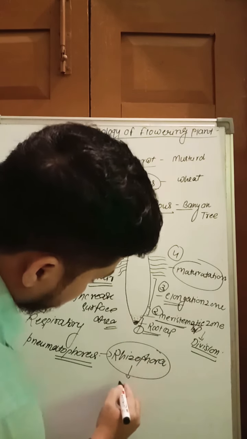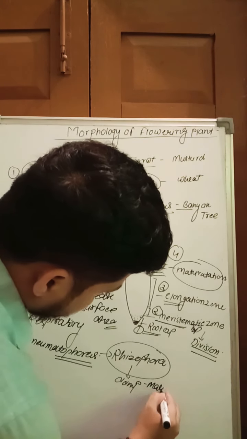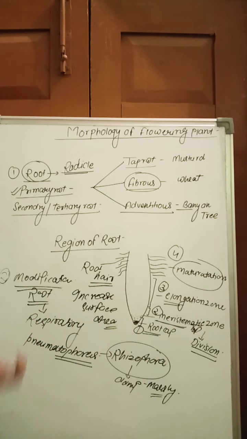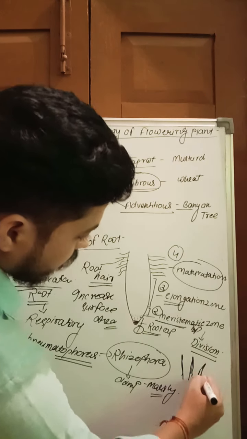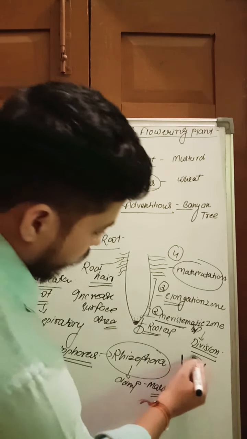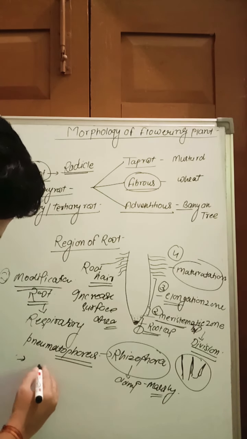Rhizophora is a plant that is present in damp and marshy areas, where the roots grow vertically upward from the ground, like this, to take oxygen from the atmosphere. To take oxygen from the atmosphere, that type of root is called pneumatophores or respiratory roots. Very important.